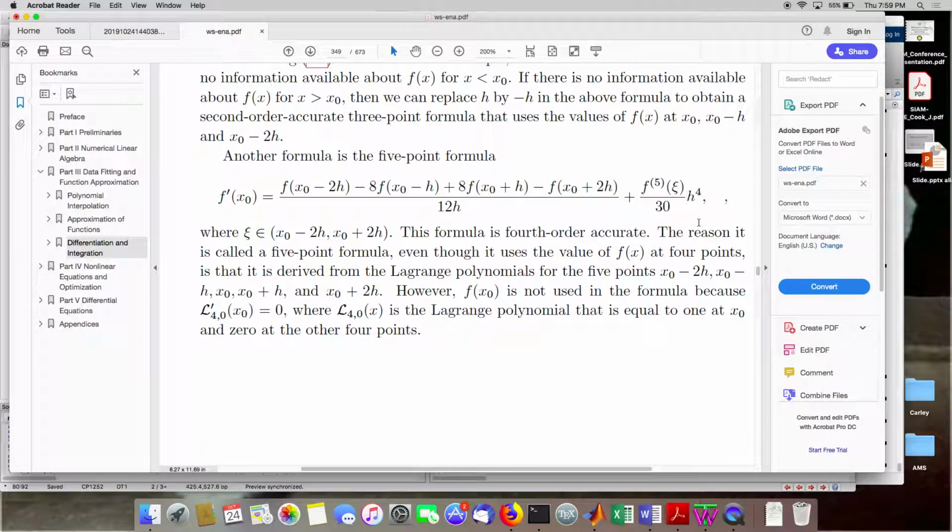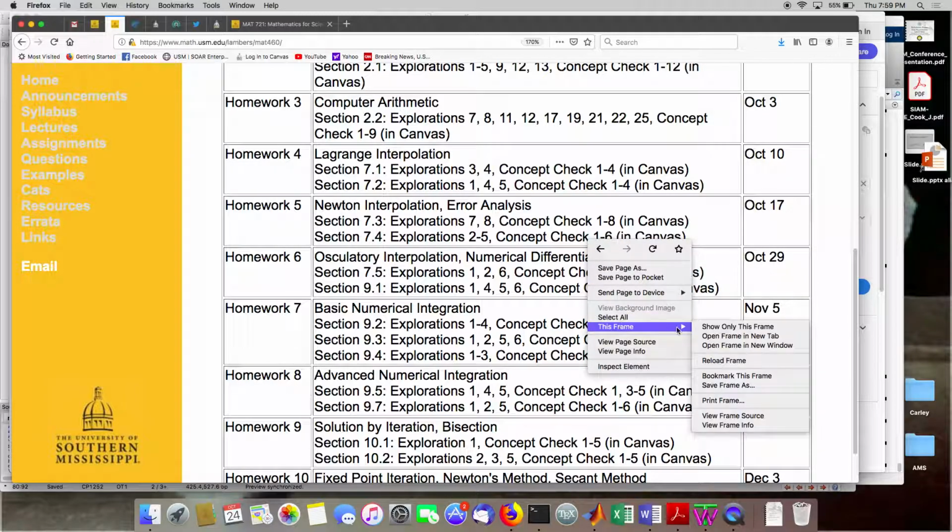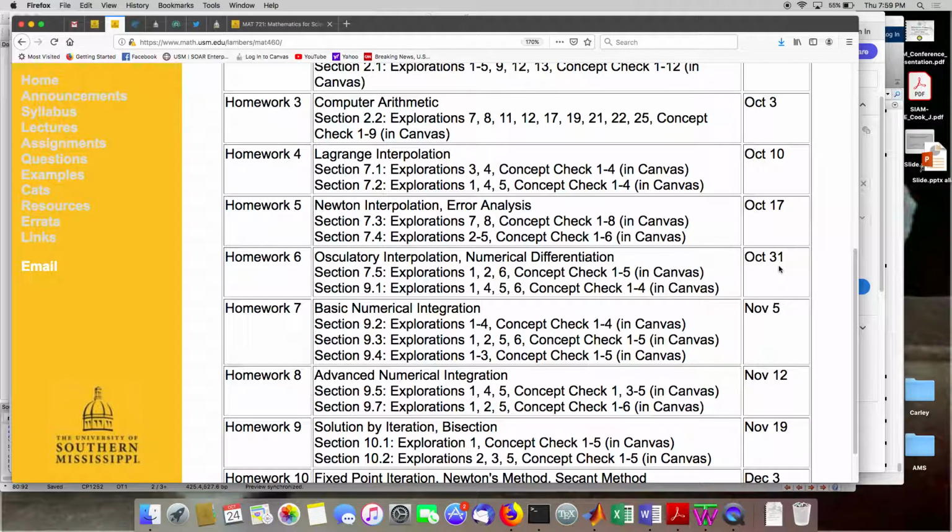I'll do some mop-up on numerical differentiation on Tuesday, and then I'll start the basics of numerical integration. As far as the homework for differentiation, it had previously been due October 29th, which is this coming Tuesday. It's Halloween, because I figured it was scary enough. Okay, and I'll adjust these as we go. But if you have any questions about the test, shoot me an email or get in touch with me somehow.